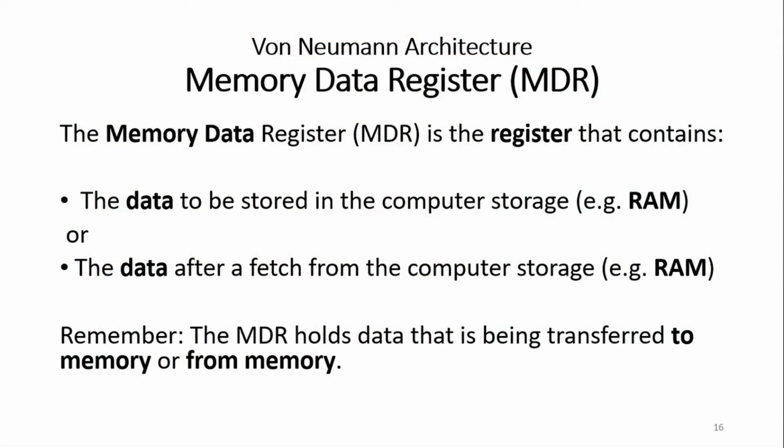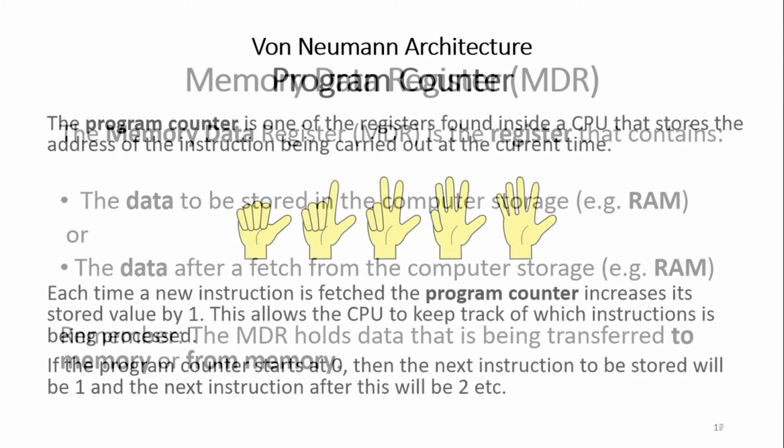Memory Data Register, or MDR. This is the register that contains the data to be stored in the memory of the computer, for example stored in the RAM, or the data after a fetch from the memory of the computer. Again, this could be the RAM.